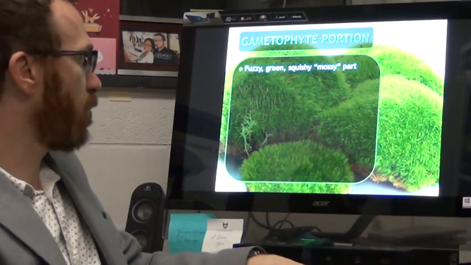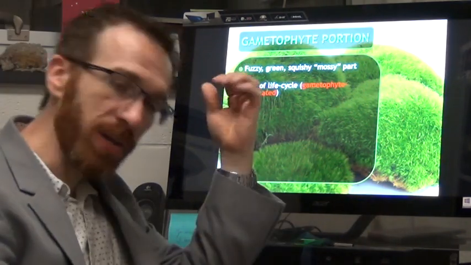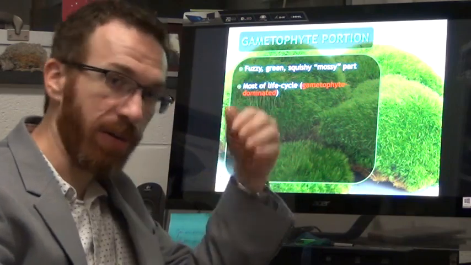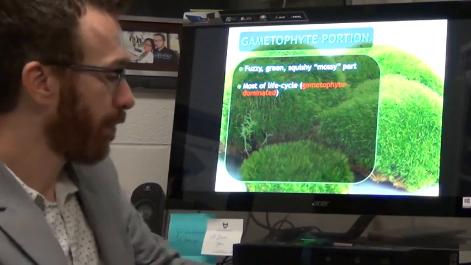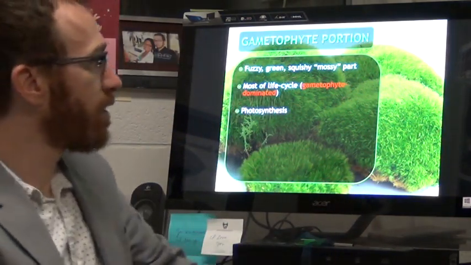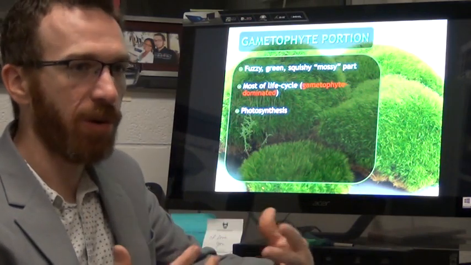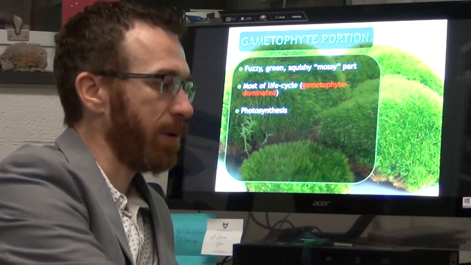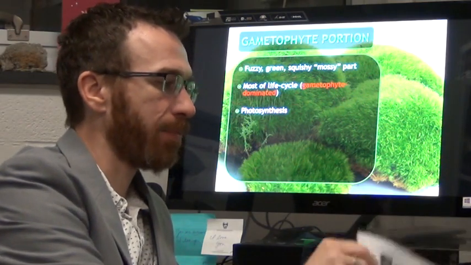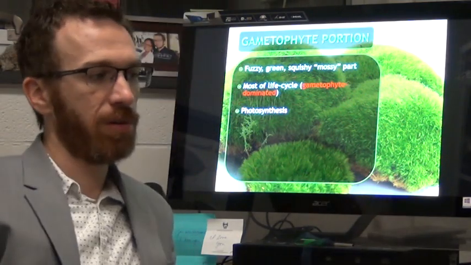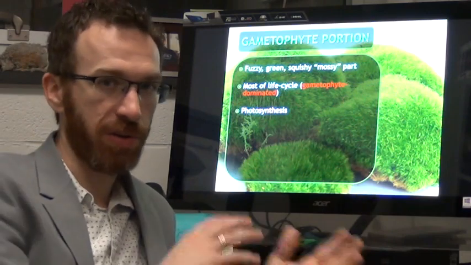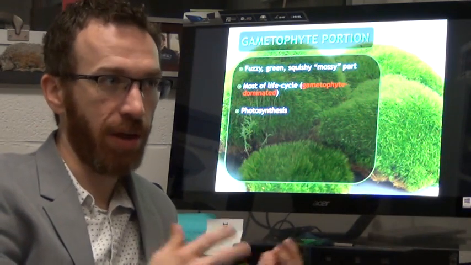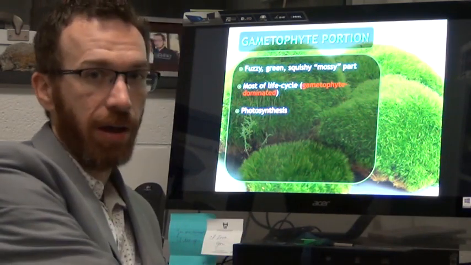It's the fuzzy green portion. Most of the life cycle, like we said, is gametophytic. It's gametophyte dominated. This is the only portion of the bryophytes that goes through photosynthesis. We'll talk about the sporophyte in a bit, and the sporophyte does not go through photosynthesis. Okay, so just the gametophyte is green. That's the one that actually creates food.